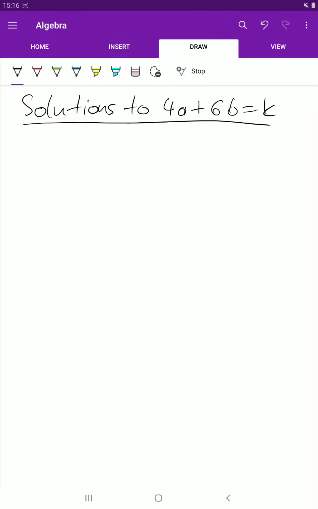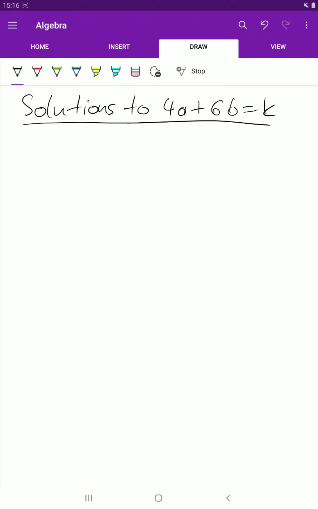Hello, today we'll shortly talk about solutions to the equation 4a plus 6b equal to k. And we consider a, b, and k to be non-negative integers, and k we just restrict to the case where k is even, because there are no solutions in a and b for this equation if k is odd.